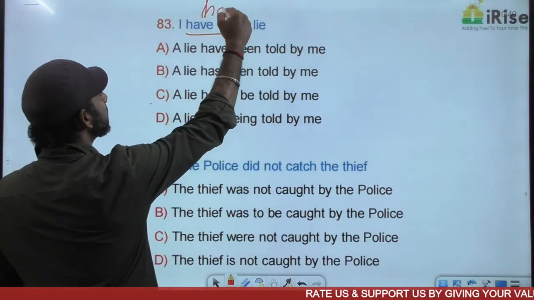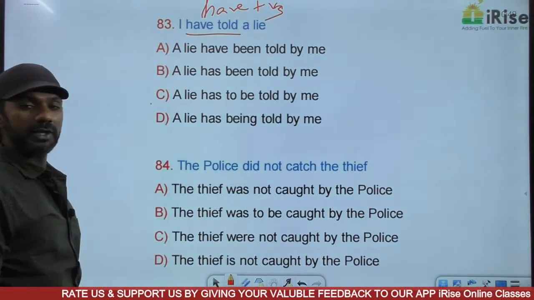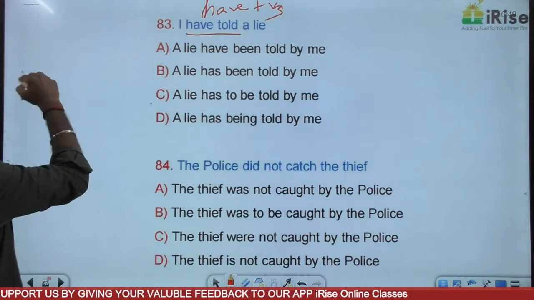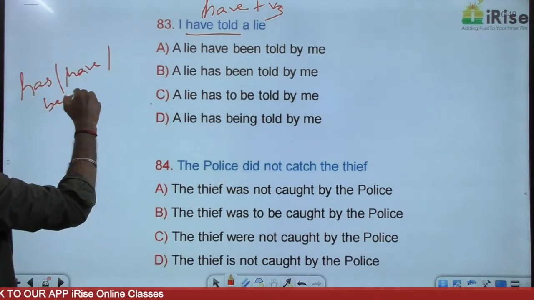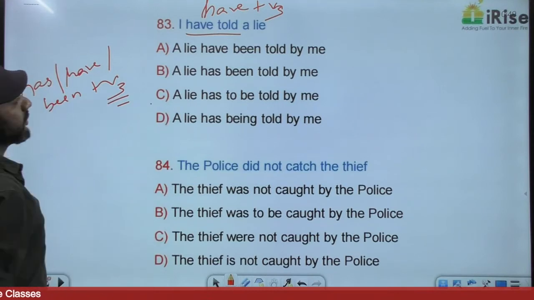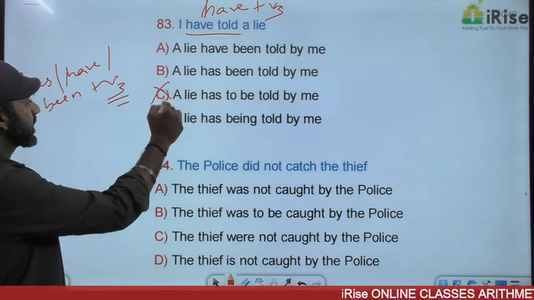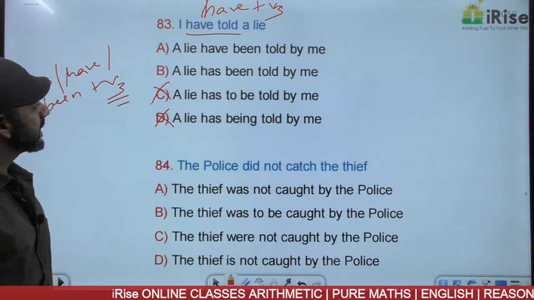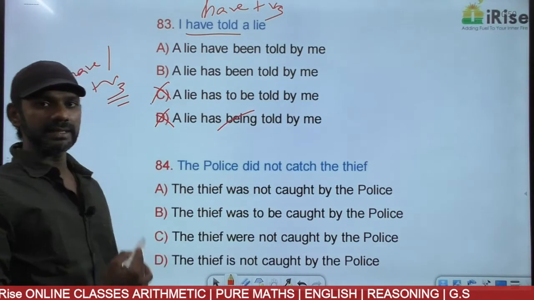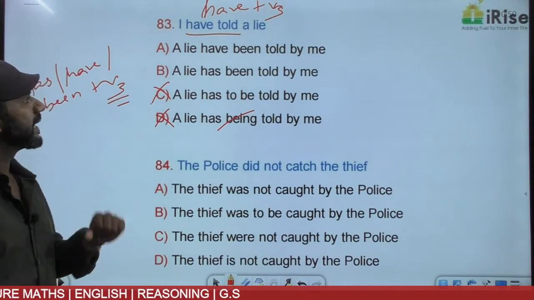Have told is have plus V3. Have plus V3 is present perfect active voice. In the passive voice, the structure must be has or have plus been plus V3. In every perfect sentence in the passive voice, been must be there. Based on that, C and D are eliminated. In C, we don't have been. D says being, which comes only in the continuous tense. Now we have only two options left, A and B.